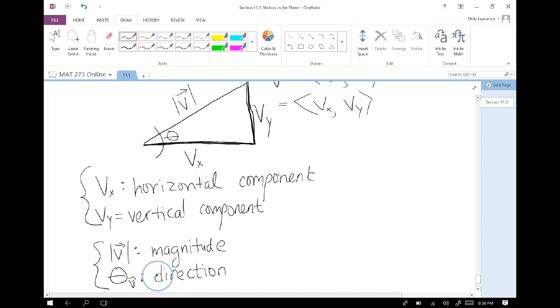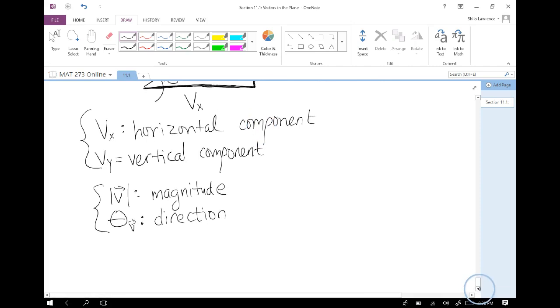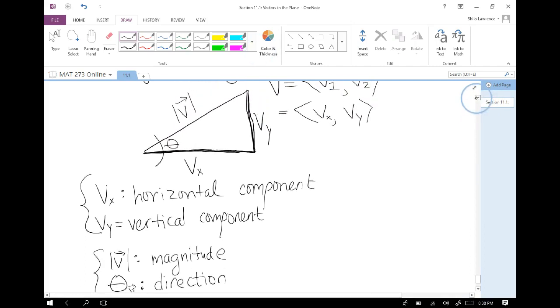Magnitude and direction is the most common way that we see vectors used in real life, but component form is the most common way that we use them for calculations. So we're going to have to switch back and forth very often between these two formats. So if we know v sub x and v sub y, we know the components, and we want to get magnitude and direction, you just need to think of this as a right triangle. We know the legs of the right triangle, and we're trying to find the hypotenuse.